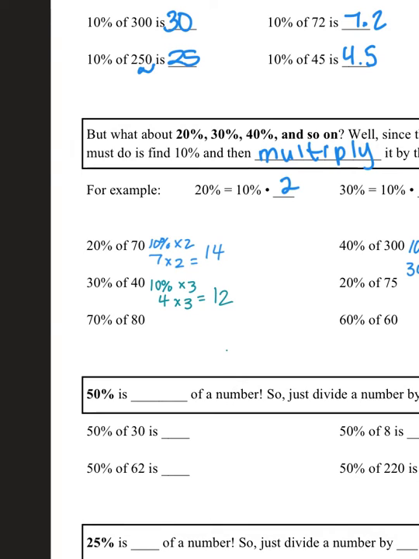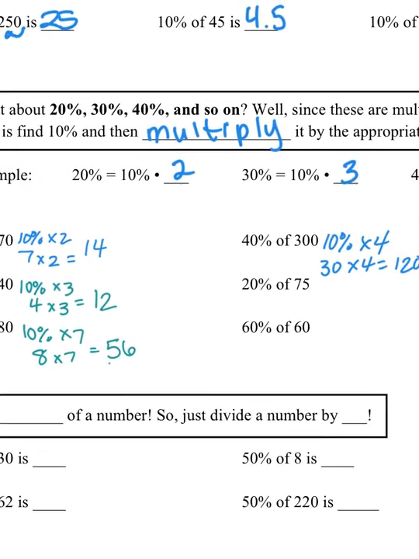Okay, what about 70% of 80? I'm just going to do this one since I'm on this side. 70% of 80, that's 10% times 7. So 10% of 80 is 8. And 8 times 7 is 56. And I know that I'm not completely off because 70% is more than half. So I knew it should have been bigger than half of 80. So I knew it should have been more than 40.